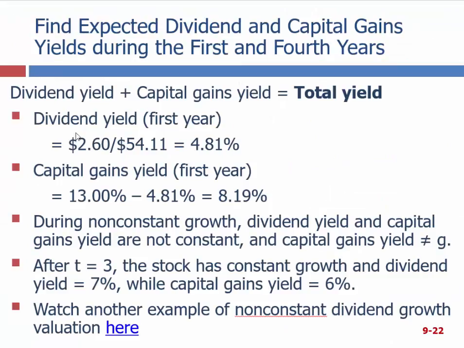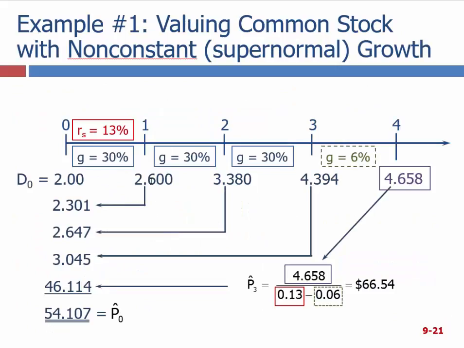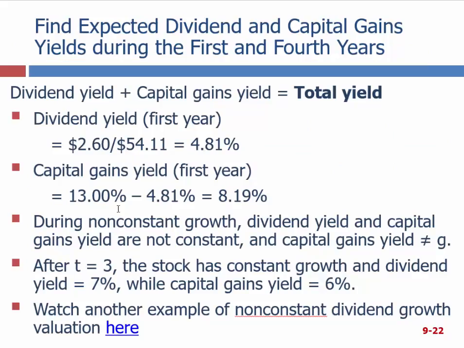So what is the dividend yield? The dividend yield is just dividends in year 1 divided by the expected price. In our case, it's 54.481 if you remember. We have 2.60 divided by the intrinsic value of 54, and then if we know that the total yield or total return is 13%, we just do 13 minus the dividend yield we just found, and that's what we do here. And the dividend yield is non-constant.